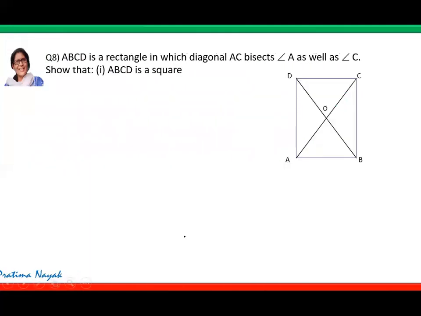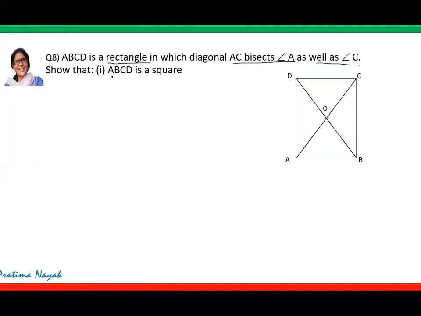Question number 8. ABCD is a rectangle in which diagonal AC bisects angle A as well as angle C. Now you have to prove that ABCD is a square. So you have to draw a figure first. Figure ABCD is a rectangle. Diagonal AC bisects angle A as well as angle C. Prove that it is a square.